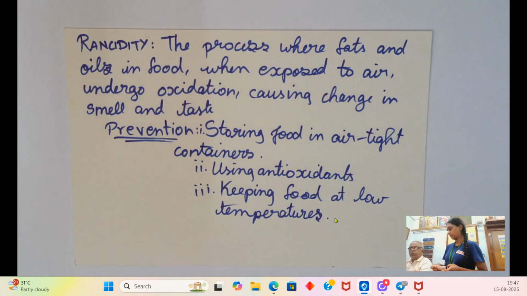Very good. So I think this is one of the best flashcards presented in this competition, the 79th Independence Day flashcard competition.